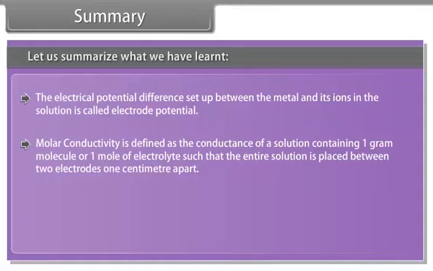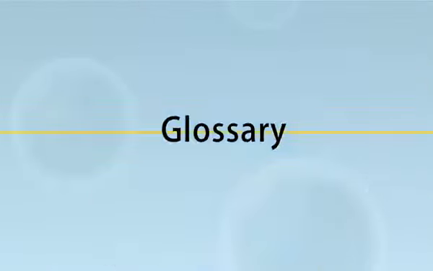Kohlrausch's law. Kohlrausch's law states that at infinite dilution, when the dissociation of electrolyte is complete, each ion makes a definite contribution towards the molar conductivity of the electrolyte.